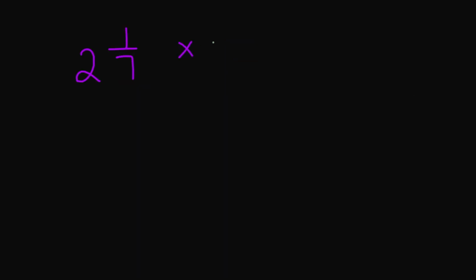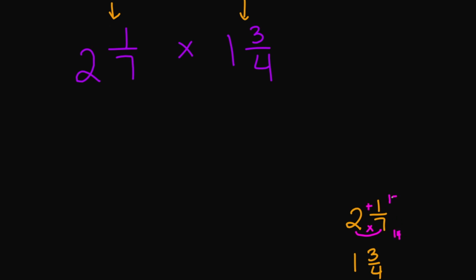Let's say we had to multiply two mixed numbers. Before we do anything, I'm going to turn these mixed numbers into an improper fraction, and then we're going to multiply. 2 and 1 over 7, and then we have 1 and 3 over 4. So 2 times 7, this is going to give us 14, plus 1 is going to be 15. So this is going to equal 15 over 7.